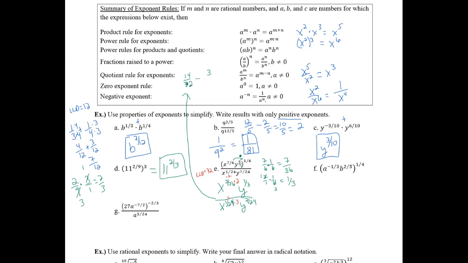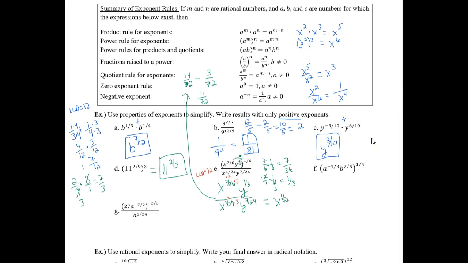Minus 3/72. 14 minus 3 is 11/72. So I end up with, I had more x's in the numerator, so I end up with x to the 11/72 power. I need to do the same thing with the y's.